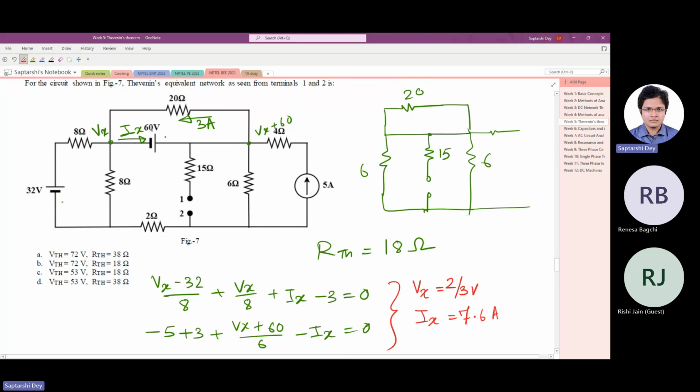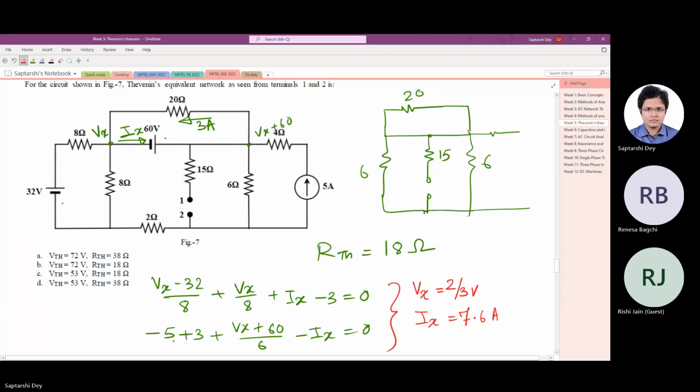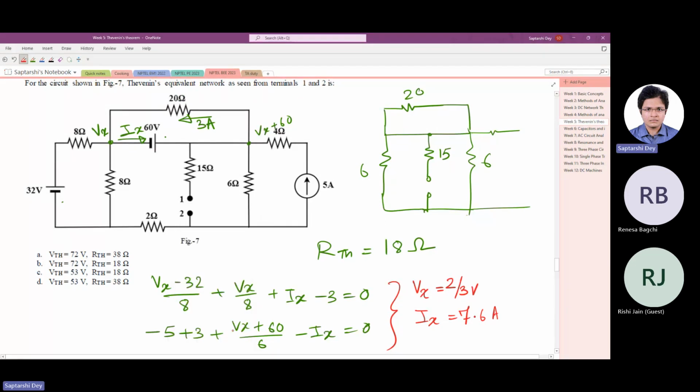On the other side, if this is Vx, this is Vx plus 60. So 3 ampere must be flowing this way. So coming in currents are negative, minus 5. Negative Ix is negative, 3 going out positive. So Vx plus 60 by 6. No, equation seems correct.